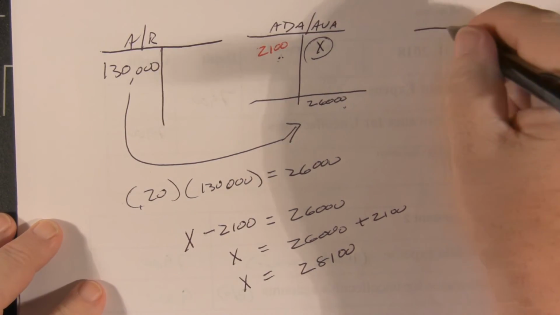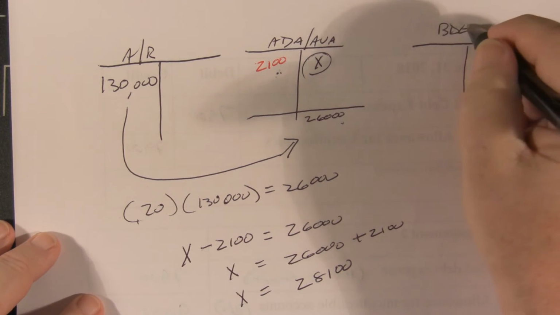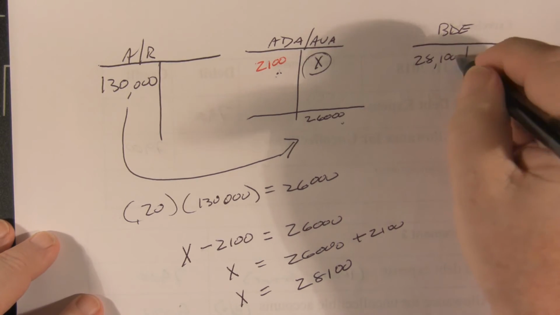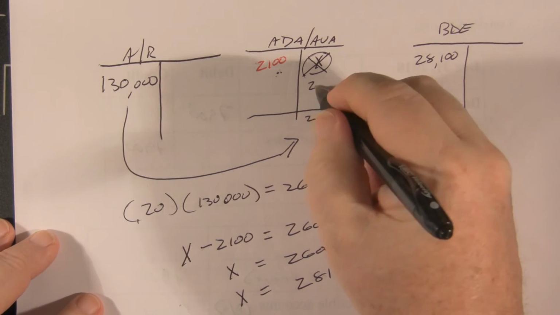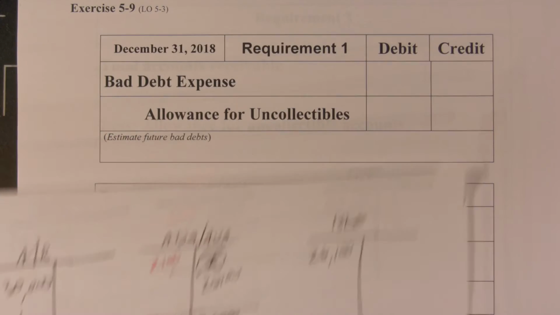So my bad debt expense is a debit of 28,100, and my credit to allowance for doubtful accounts is 28,100. Just like the other problem we did, but instead of having a credit balance, which we would subtract from the amount, we have a debit balance, which we add. So, we've got the numbers, let's do the accounting.